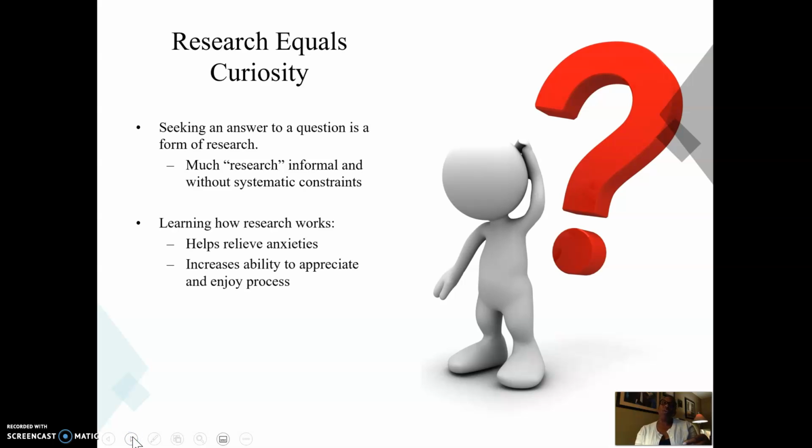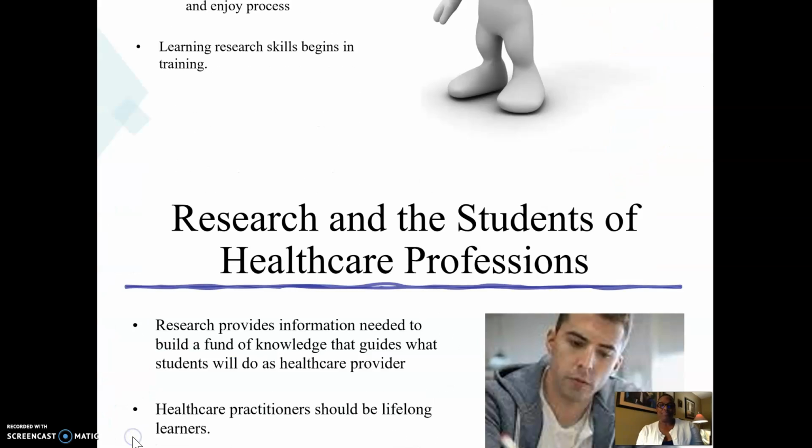When you learn about research and how it works, this will help relieve some of the anxiety, which I'm hoping will happen as you progress through the book and through the course. And it has the potential of increasing your ability to appreciate and enjoy the process of research. And then learning research skills begins in training. So that's what we're going to start. We're going to start that training process.